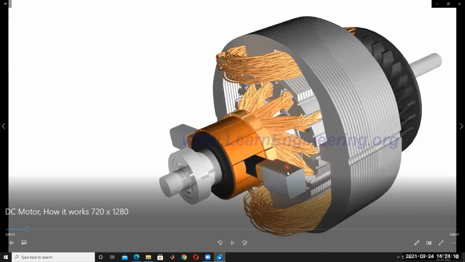We are giving the power supply through brushes. The armature winding carries the AC. This is called the commutator. The commutator is converting DC to AC for a motor. For a generator, it is AC to DC. In a generator, AC is generated, then the AC is converted into DC by using the commutator.